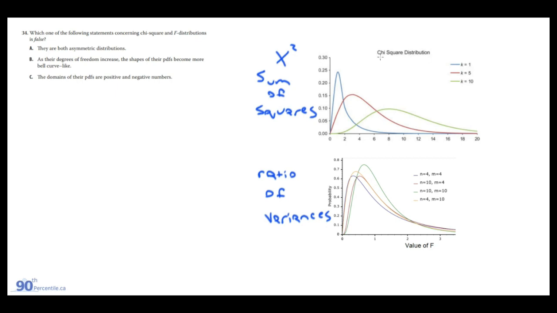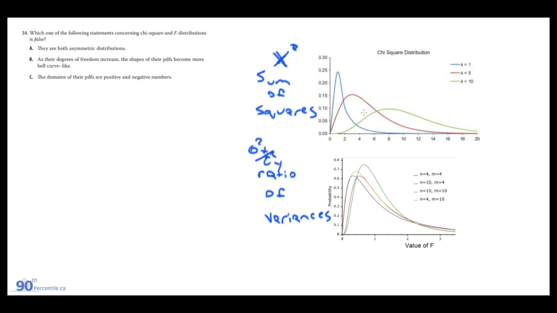So really quickly, the chi-square distribution, once again, this is just a way to model potential values. This distribution takes the sum of squares of a normally distributed variable, so x squared, and it models that, whereas the F distribution takes the ratio of variances of two normally distributed independent variables, so it's the ratio of like variance x over variance y, and the distribution looks something like this.